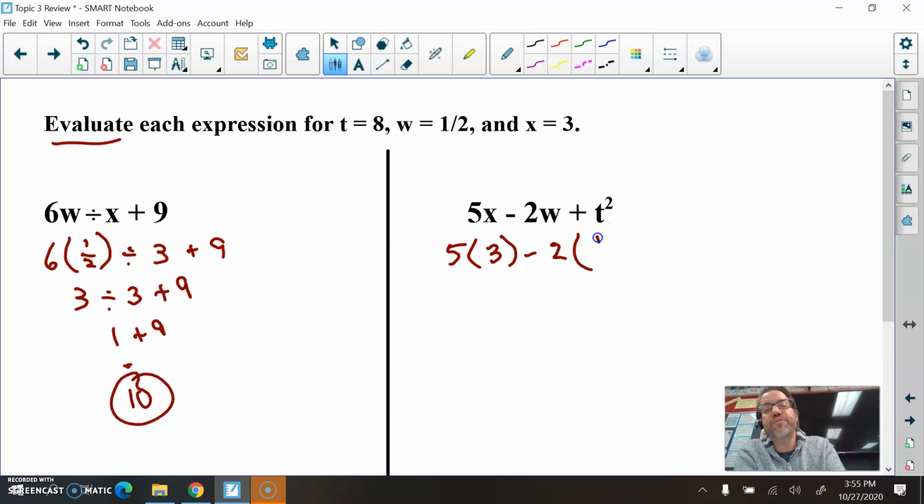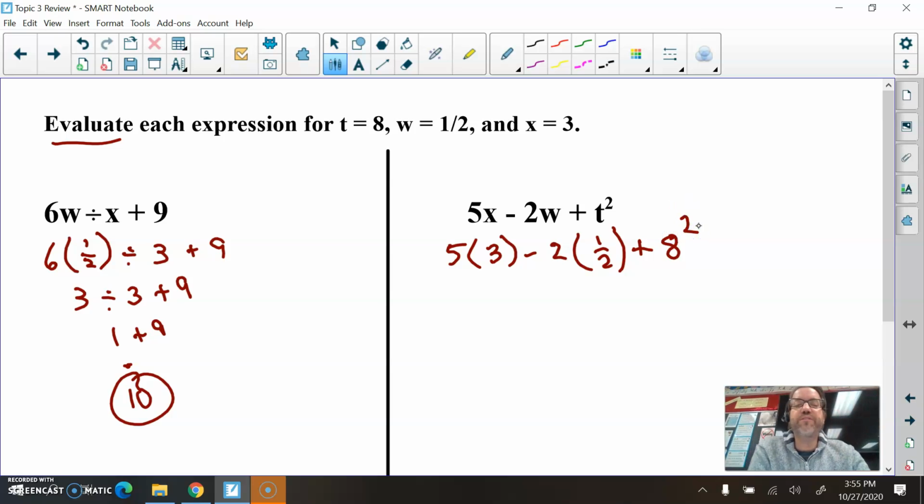Minus 2 times w. W is 1/2. Aren't you glad that 2 is even because we're going to have to find half of it? It's kind of nice. Plus, and then t squared. T is 8. So I have 8 squared.